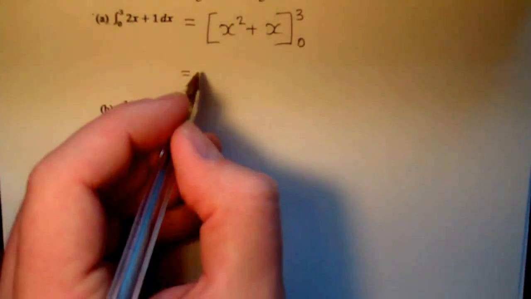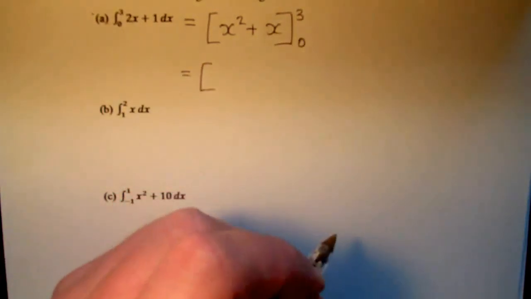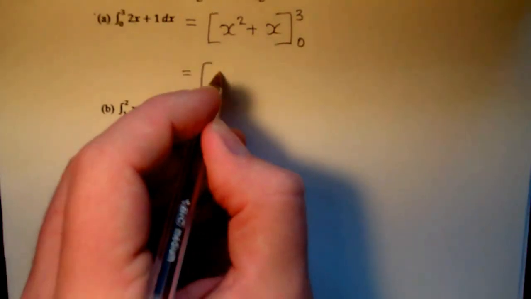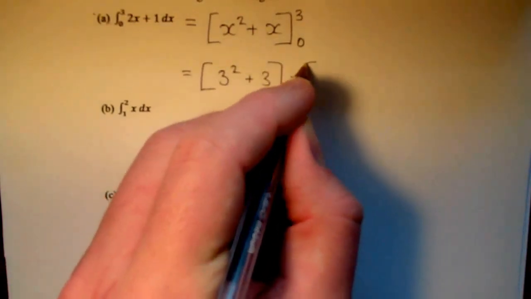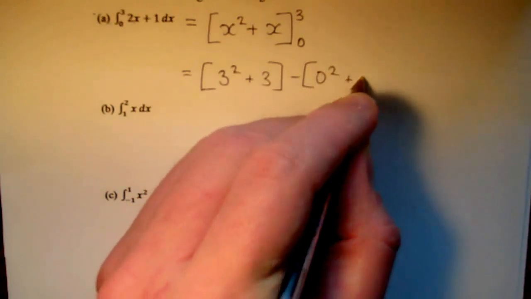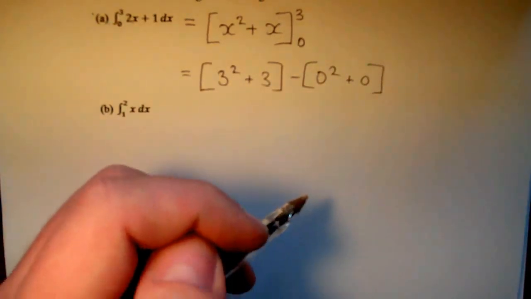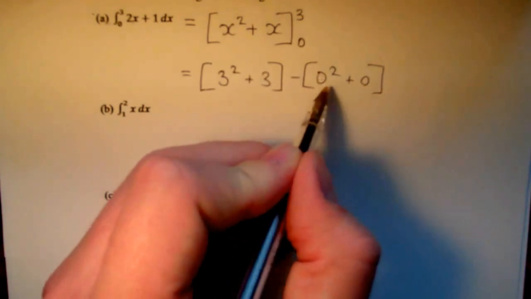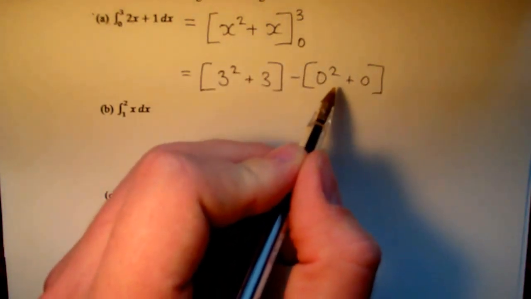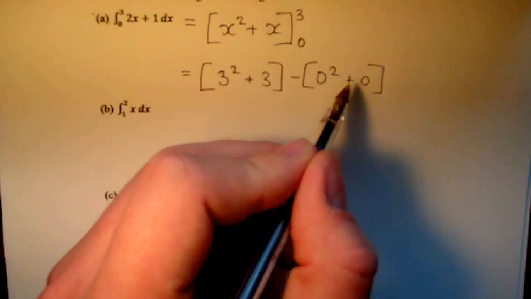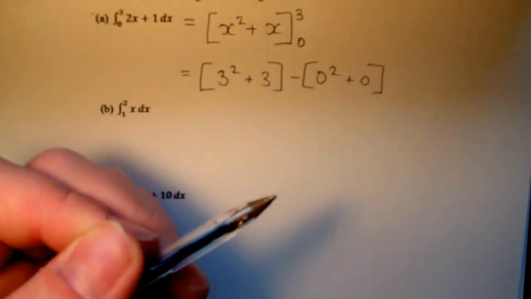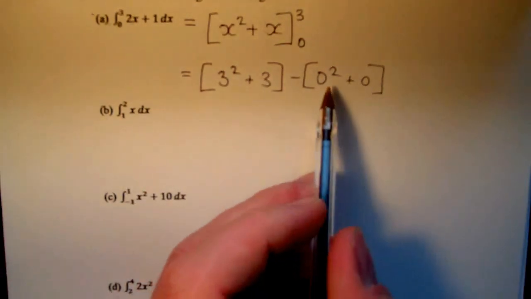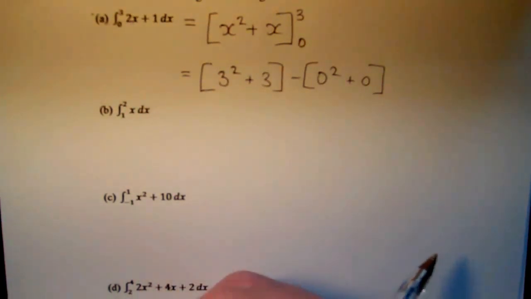Okay, so now you can see all we do here is we've got the two brackets. We've got 3 first, and then we've got the 0 second. So putting 3 in, we get 3 squared plus 3 minus 0 squared plus 0. You can see why 0 is a nice limit, because it always gives you 0, unless it's raised to a power. Any polynomial with 0 in is going to give you a 0 coming out.